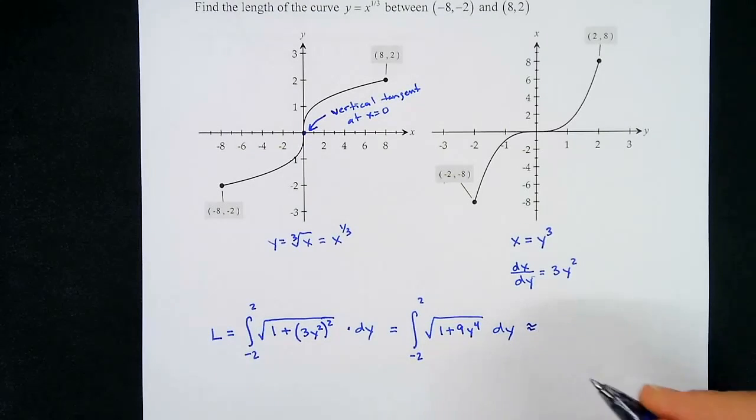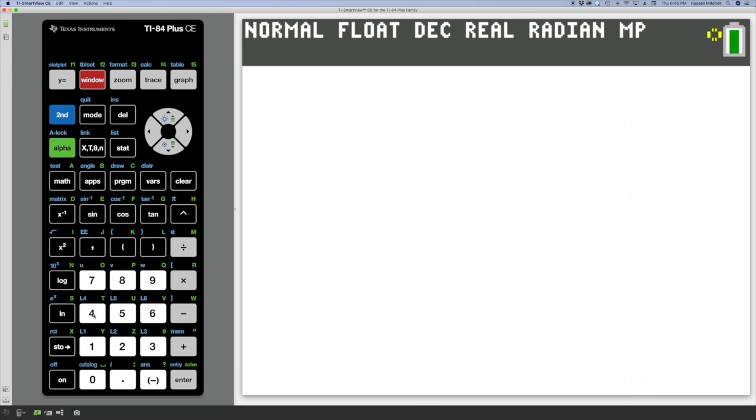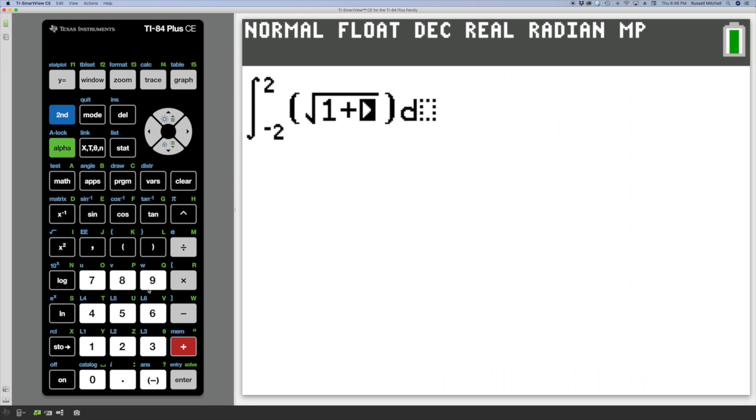Let's go put that into our calculator and we'll come back. With our calculator, we're going to press alpha, window, and then select function integrate number 4. And then we want to integrate from -2 to 2. And we want to integrate the square root of 1 plus 9y to the 4th. So instead of y, you could type x. This time I'm going to show you what if we type y. So y is right here, in the number 1 key. So we have to press alpha 1 to get the y, and then raise to the 4th power.